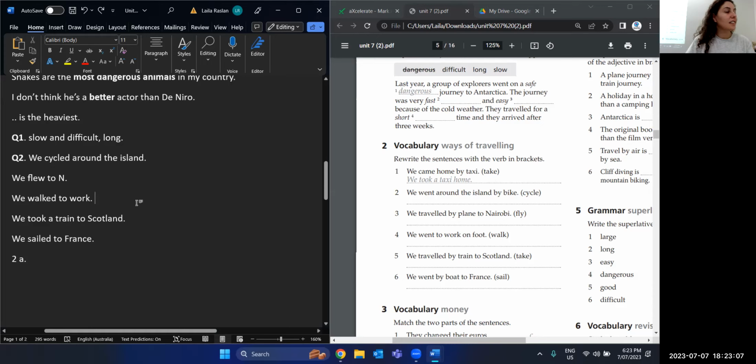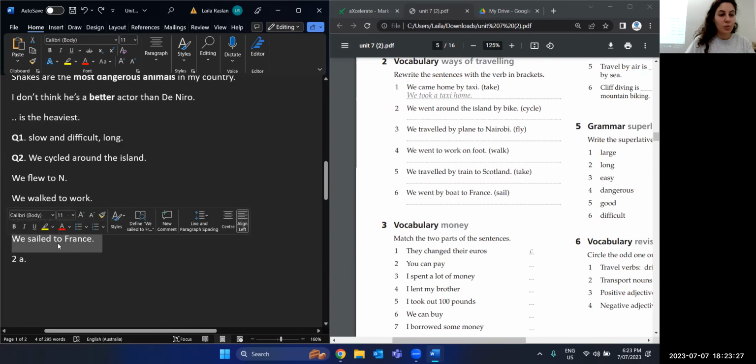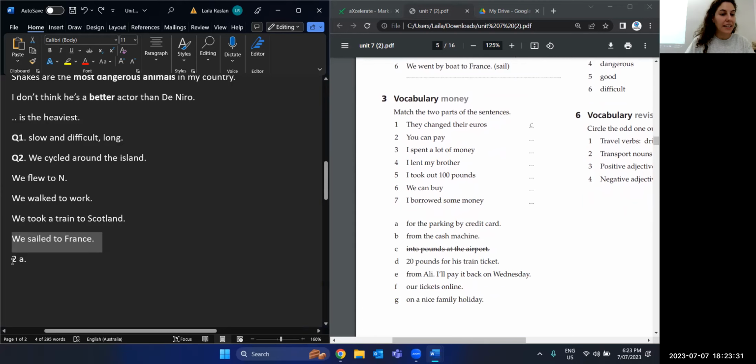5, Odilon. Yes, we took a train to Scotland. So we put take in the past. 6, Elders. To France. Okay, 3. We talked about money.